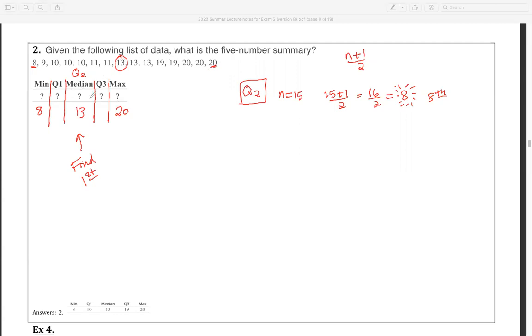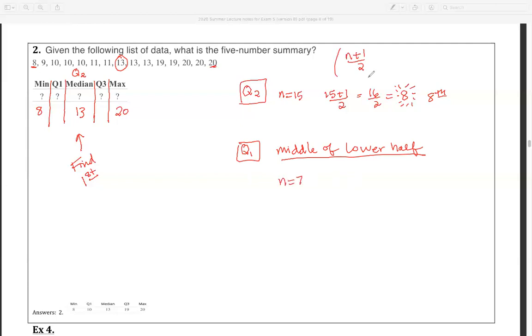Now to find Q1, what we need to do is find the middle of the lower half. We could find the middle of the upper half first. You don't always have to find Q1 first after you find Q2. But Q1 is the middle of the lower half. So how many numbers are below the median in the lower half? 1, 2, 3, 4, 5, 6, 7. So that would be 7.